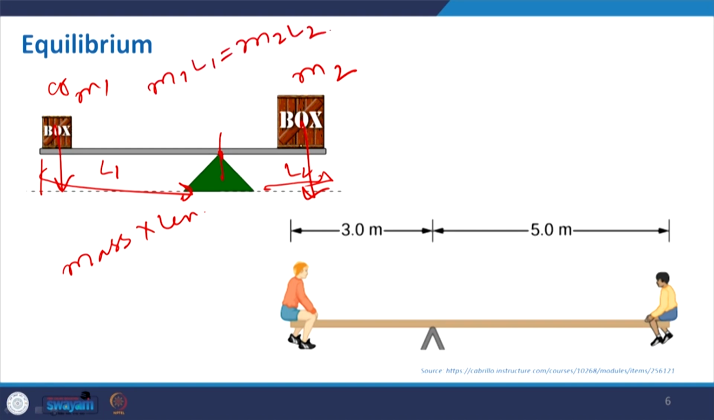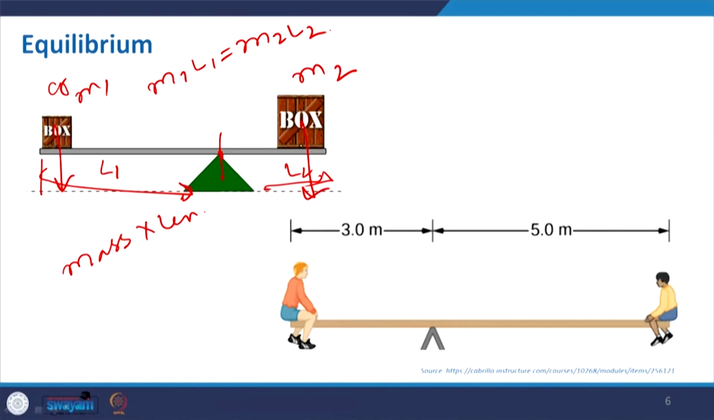In this case, here is a problem given to you. This is the point where this distance is 3 meters, this is 5 meters, okay, and I just give you the weight of this particular kit here as, say, 40 kg. Okay.